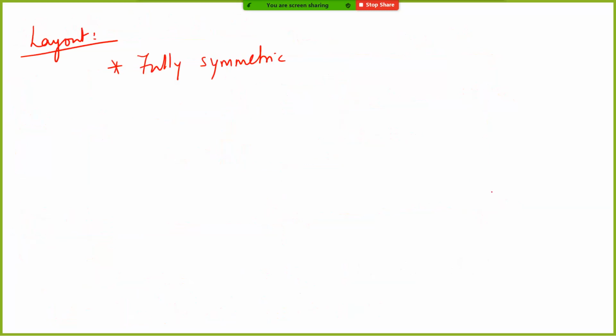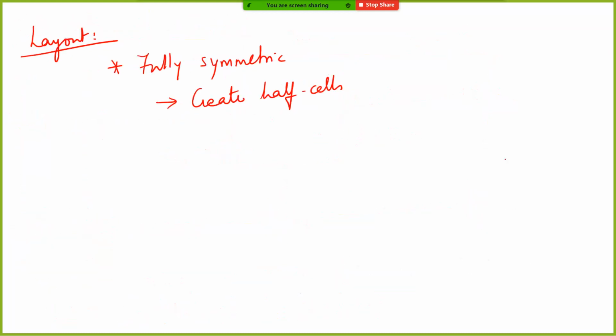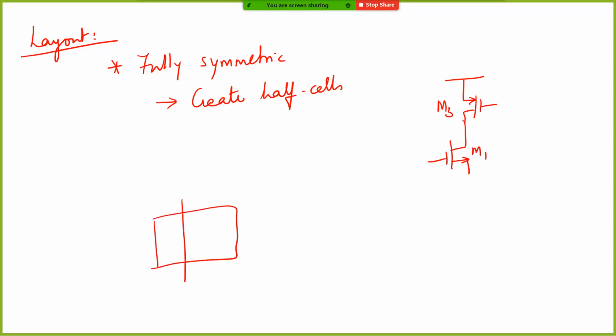And therefore, what people do in order to do a very symmetric layout is basically create half cells. Now, what is a half cell? So basically, I just take, let's say, one half of this differential amplifier. Let's say I'm just taking this is M3 and M1, right? One side. So I will basically do the layout. So let me just draw the layout, a very rough sketch of the layout.